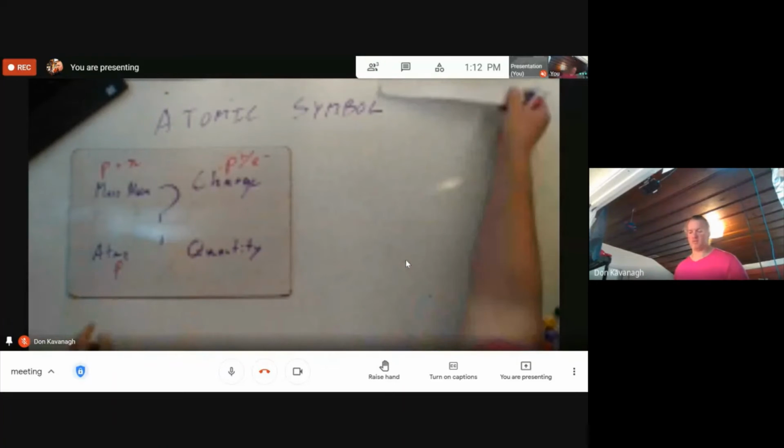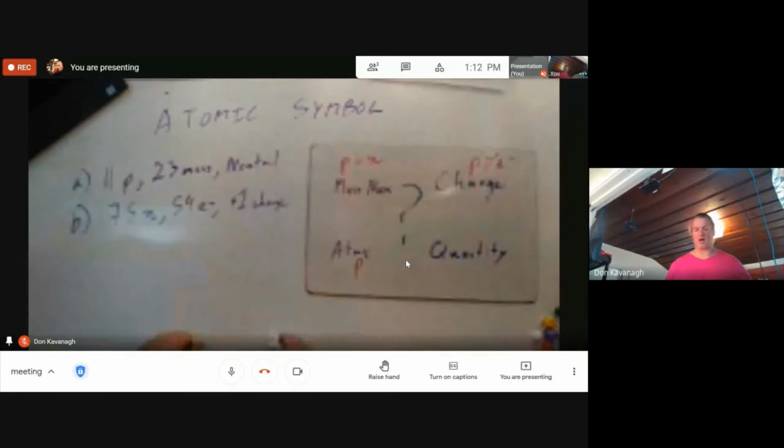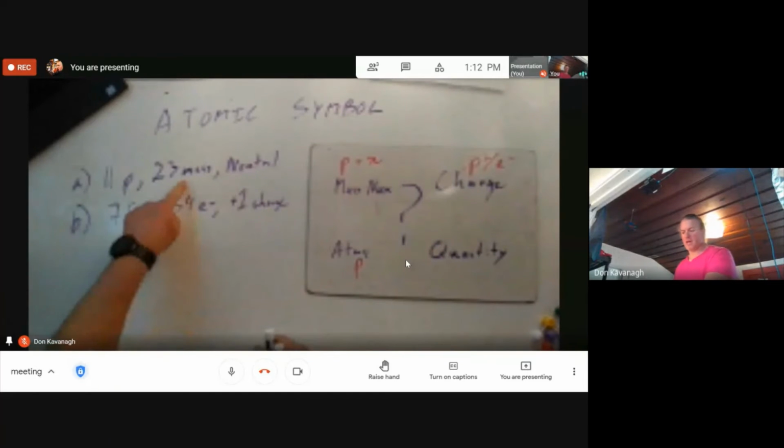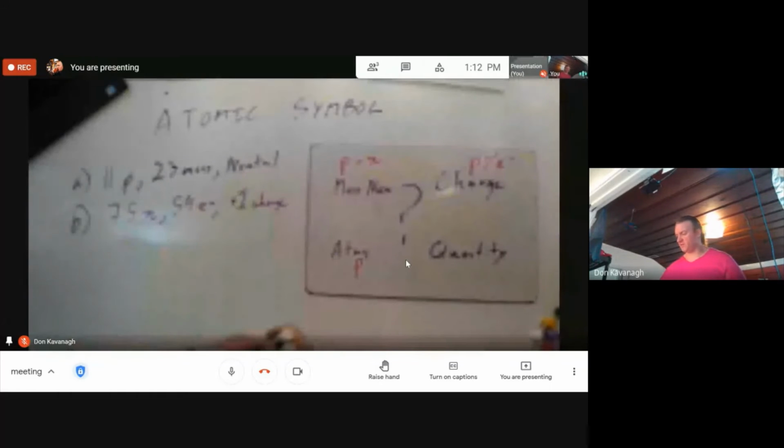Here are some examples of scant information given to us, and we're going to write out the atomic symbol for 2 examples here. We have 11 protons, a mass number of 23, and it is a neutral atom. This is enough information to fill out the entire thing. 11 protons, that's easy. That's a gimme right there. It's the number in the bottom left-hand corner.